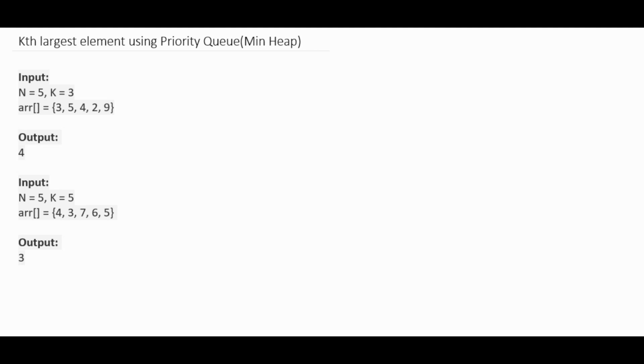Hello everyone. Today we are going to solve this question, kth largest element using priority queue. So what you have to do in this question is you are given an array, let's say 3, 5, 4, 2, 9, and you are given k. You have to find the kth largest element in this array. That means the largest element in this array is 9, then second largest is 5, then third largest is 4. So your answer will be 4 because this is the third largest element and our k is 3.